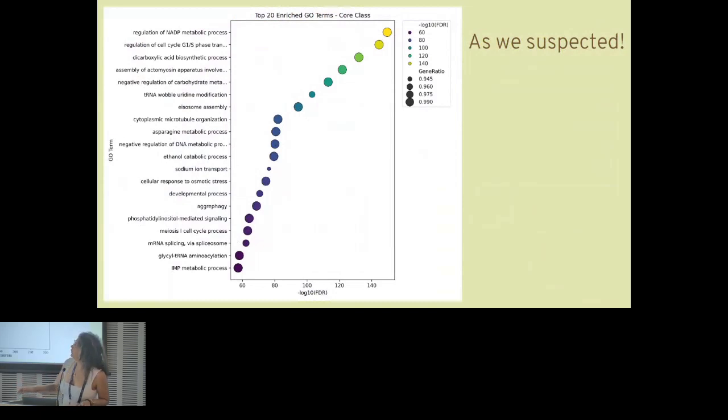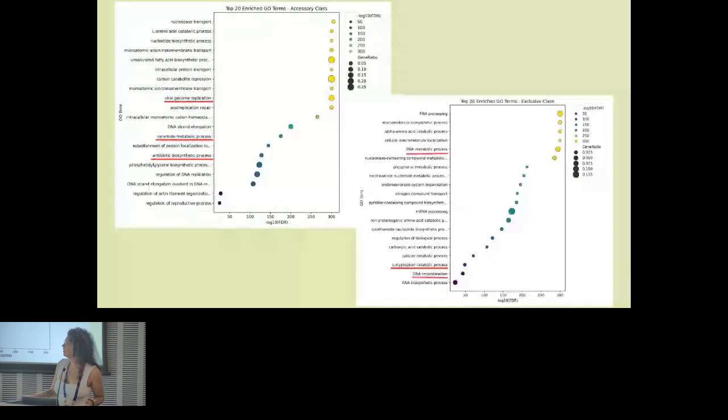However, when we went to look at the accessory and the exclusive classes, we found some very interesting GO terms related to viral genome replication, for example. We found antibiotic biosynthetic processes. We found a ceramide metabolic process, which is reported in the literature to be associated with fungal pathogens. They have these ceramide metabolic processes as part of their infection, as part of the interaction with the host.